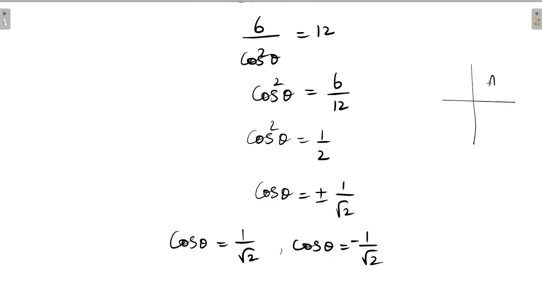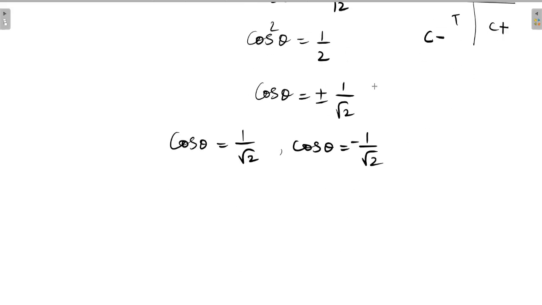Here cos is positive in the first quadrant and cos is positive in the fourth quadrant. Cos is negative in the second quadrant and third quadrant. So when cos is positive, theta is cos inverse of 1 by root 2, whose value is 45 degree. So 45 degree, and the fourth quadrant is 360 minus 45, which is equal to 315 degree.